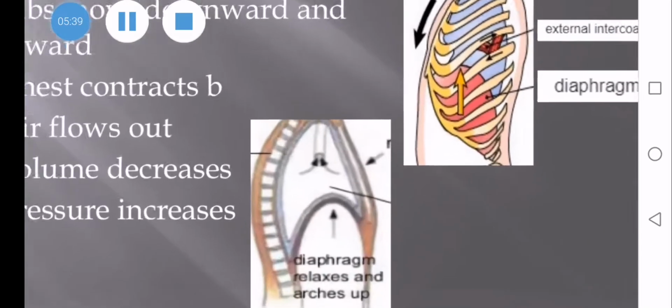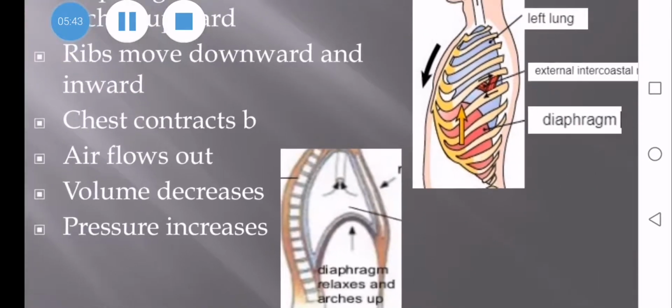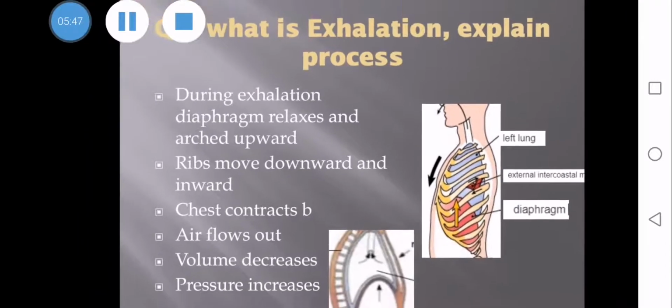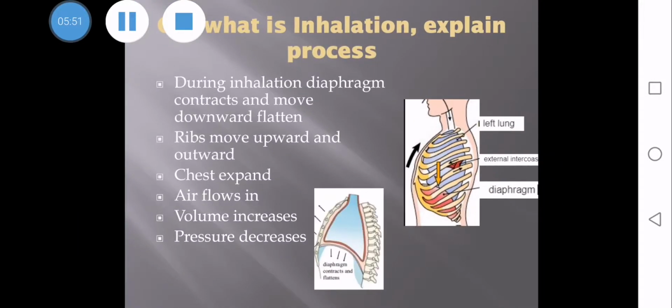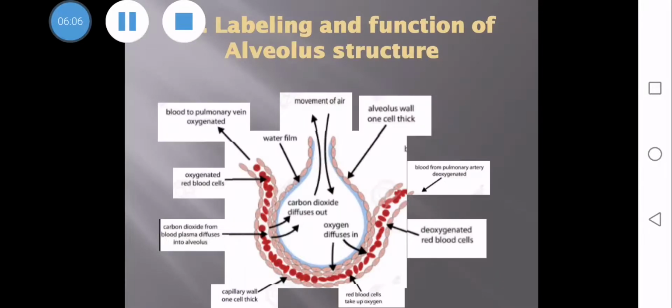Look at this image, the second one, how the diaphragm arches up and relaxes, and even in this diagram you can see how the ribs move downward and inward. You can see by comparing both pictures. Here the ribs move upward and outward, and in this picture the ribs move downward and inward. The muscles just contract, air flows out, due to which the volume of the thoracic cavity will decrease, and due to which the pressure increases in the thoracic cavity and then in the lungs as well.